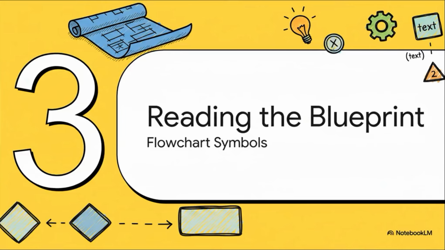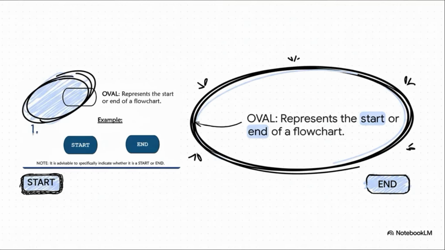Okay, awesome. We have our blueprint idea and our basic materials, our variables and data types. Now we need to learn the language of the blueprint itself, the symbols of the flowchart. First up, the oval. Just think of this shape as the bookends of your program. You'll always have one at the very beginning that says start and one at the very end that says end. It's a super simple, clear way to mark the boundaries of your logic.